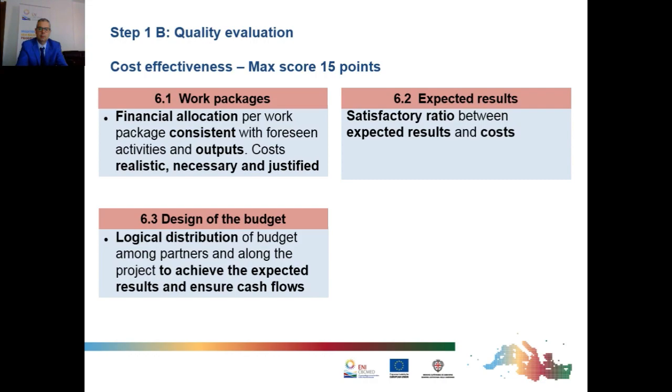Finally, criterion 3 of this cost effectiveness section is about the design of the budget. The main aspect that will be considered concerns the logical distribution of the budget among partners, which is strictly linked to the involvement of the partners along the project to achieve the expected results and ensure cash flow.